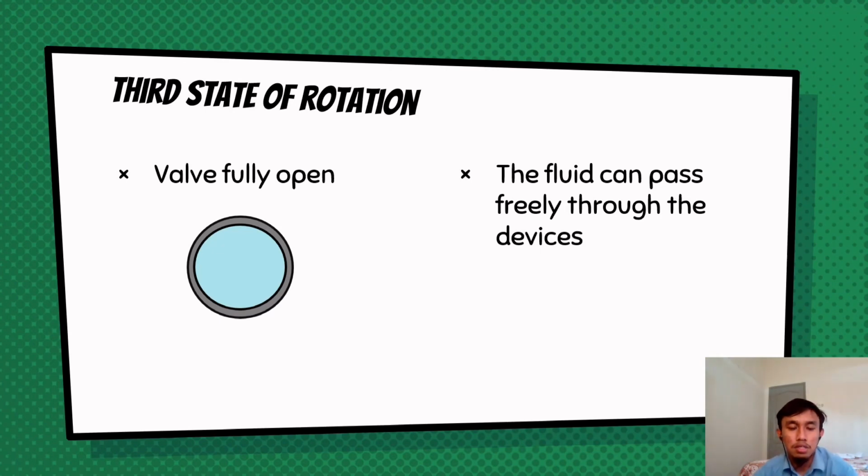And the final state of rotation is where the valve is fully open. When the valve is fully open, the fluid can pass freely through the device.